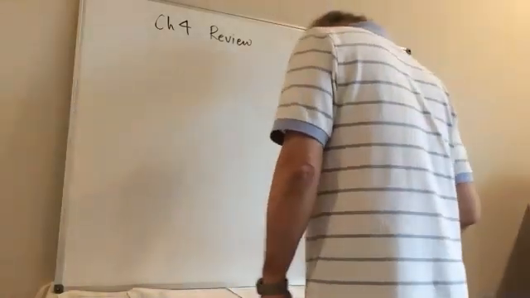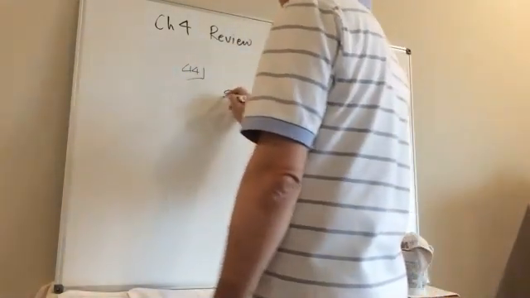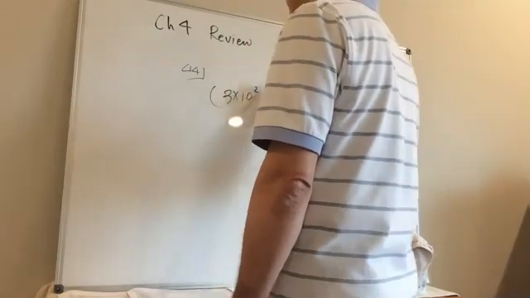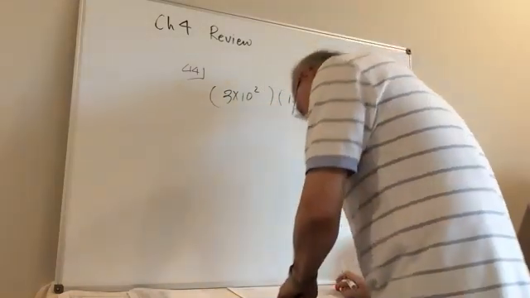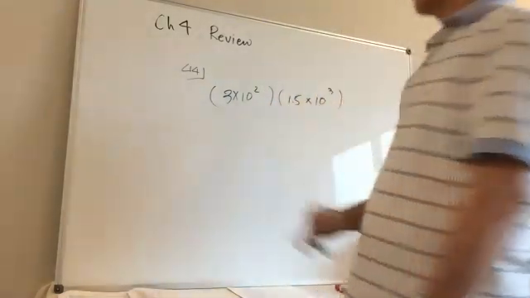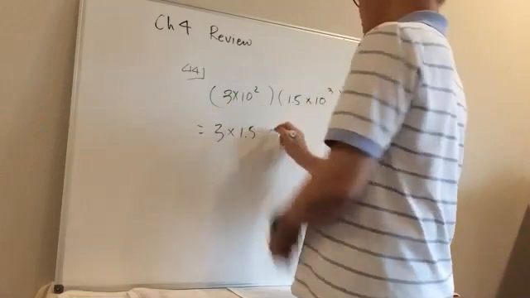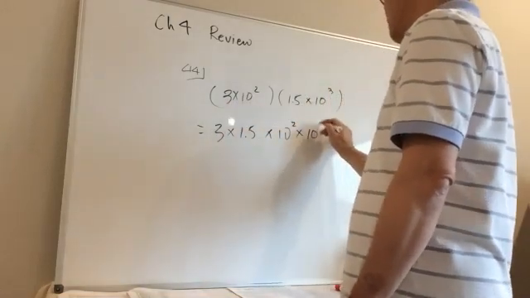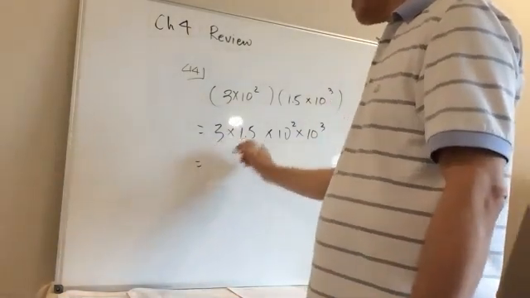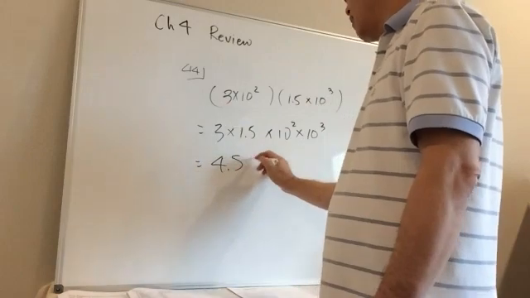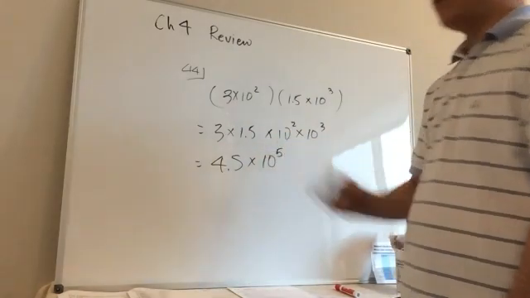44, the last one, 44. Evaluate 3 times 10 to the second times 1.5 times 10 to the third. So this is the same as 3 times 1.5 times 10 to the second times 10 to the third. 3 times 1.5 is 4.5 times 10 to the 2 plus 3, so it's 10 to the 5th.